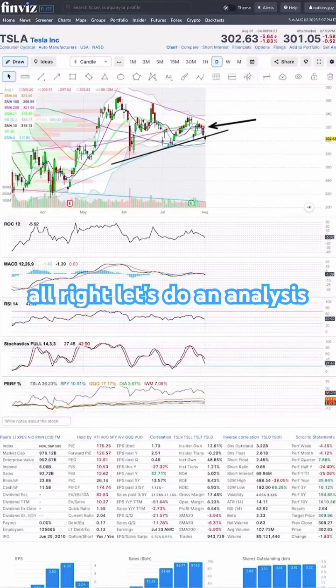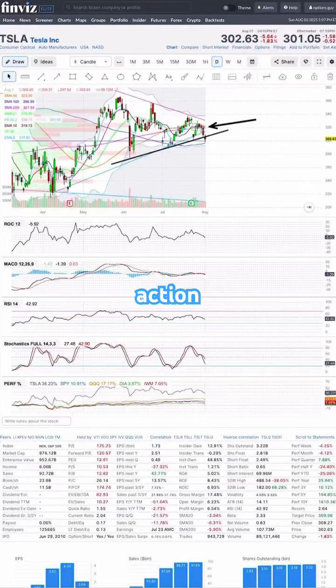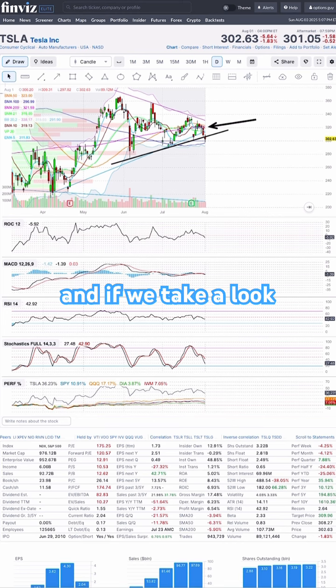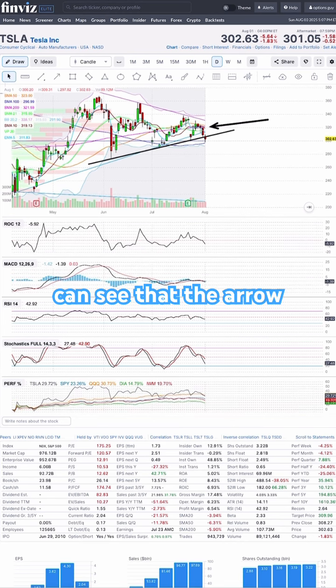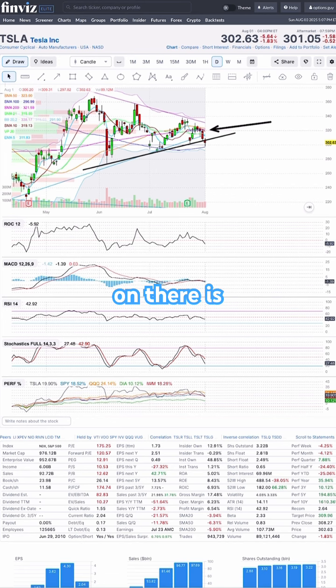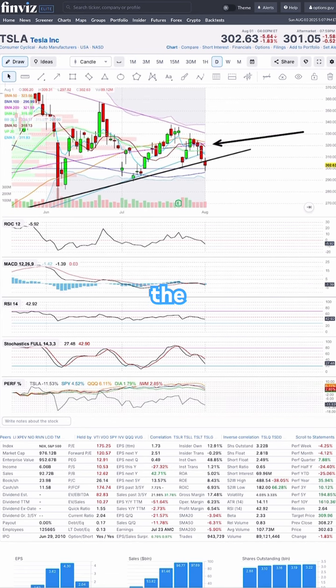All right, let's do an analysis on Tesla price action. Today is Sunday, August 3rd, 2025. And if we take a look at the chart right here, you can see that the arrow that I have drawn on there is pointed at the pink line. The pink line for me is the 200-day moving average.